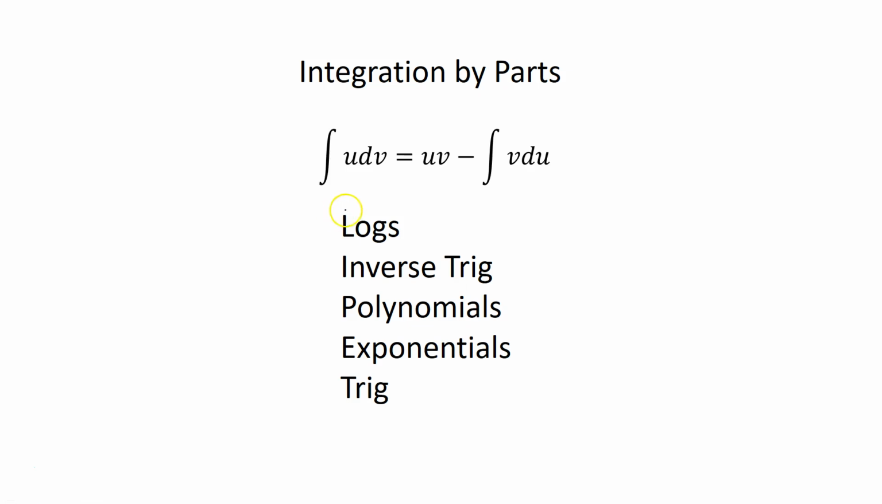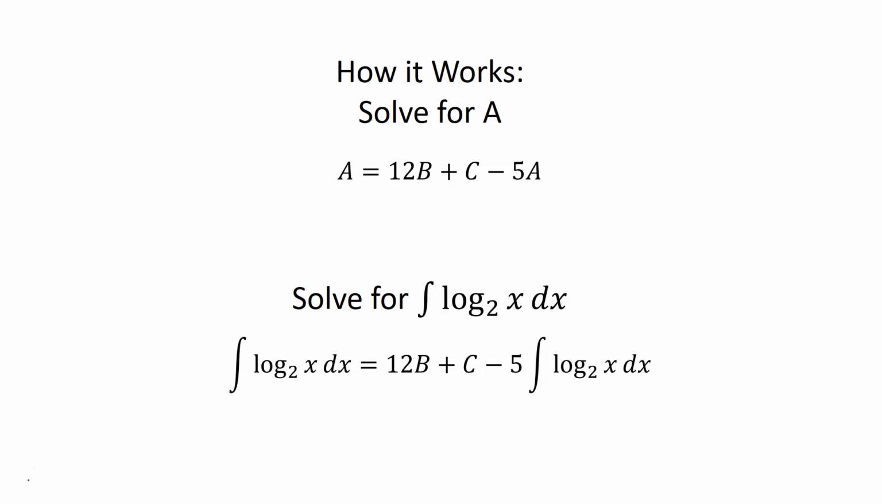So we talked about in the last video, I did lots of example problems about logs, inverse trig, and polynomials. So the question is, what if you are forced down to the bottom here, where you have only exponentials and trig as options? So first I just want to go through how it works in terms of variables.